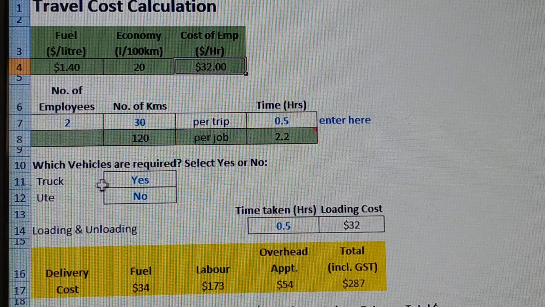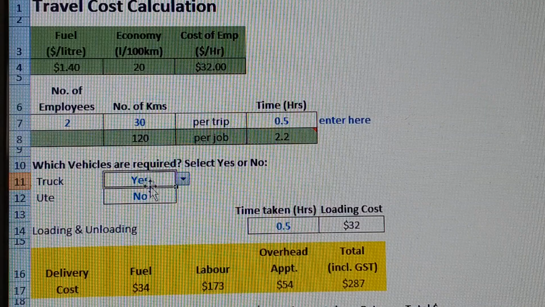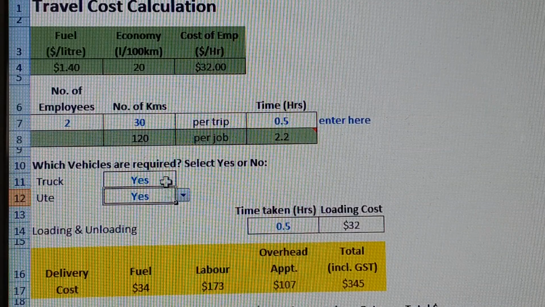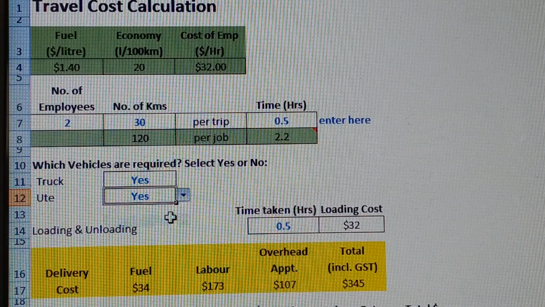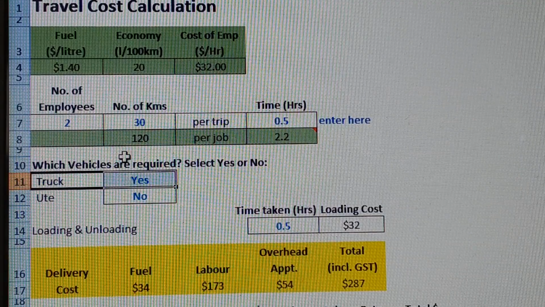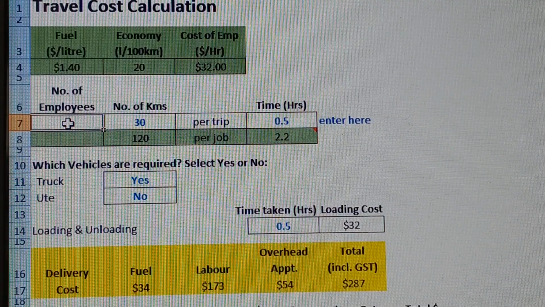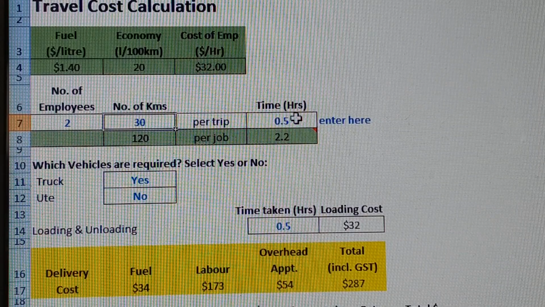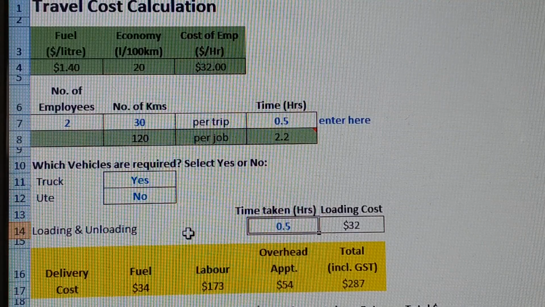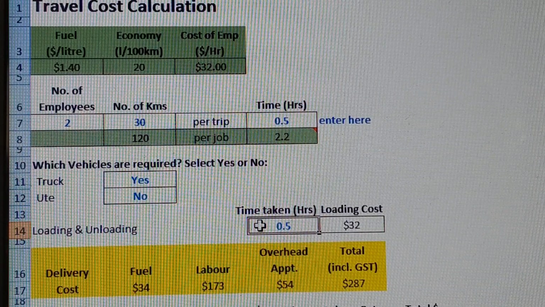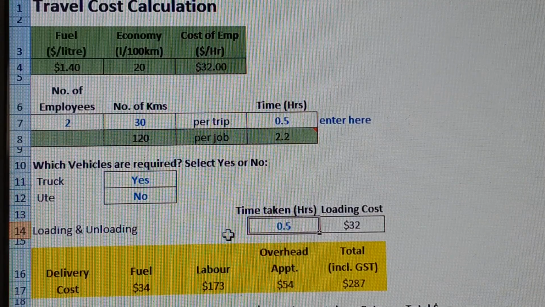We've also, for many jobs, we have to take 2 vehicles, so we key in here whether or not we have the truck and or the ute. So in this example, we are just using the truck. We need 2 employees because there's a lot of equipment to load and unload. And then 30 kilometres, half an hour trip. And we also need to include the time it takes to load and unload the truck, because if the customers are collecting the gear themselves from us, we don't need to load the truck at the destination and also at the point of leaving. Then it calculates it out.